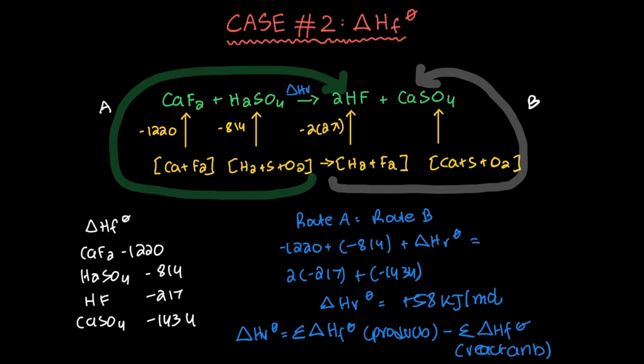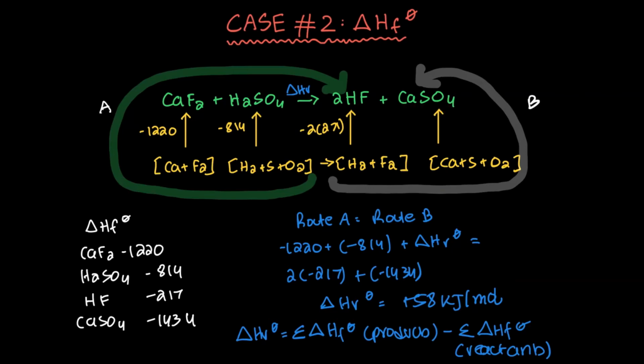The next thing that we're going to be talking about is our case 2, which involves delta H of formation. So this is the equation that we have over here. You have calcium fluoride reacting with sulfuric acid to form 2 moles of hydrogen fluoride and 1 mole of calcium sulfate.